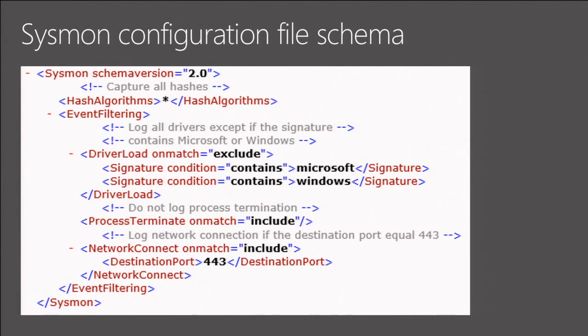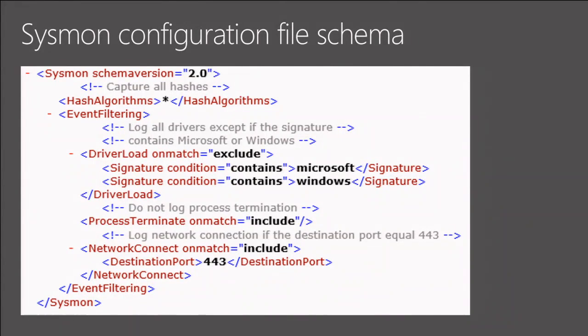For much more granular control, you can specify an XML file that follows this schema. Specify the hash algorithms here. Event filtering is where it gets really interesting. You can get very, very granular. So here you have the type of event, like driver load, and you say whether you want to include or exclude based on the criteria that you specify. In this example, driver load onmatch equals exclude means capture all the driver load events except the type that I'm about to specify.